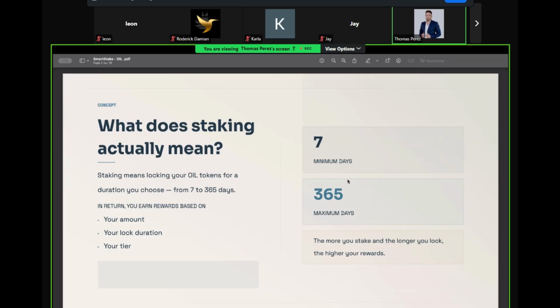And one key point, and I really want to emphasize this, is your tokens always remain yours. They are locked by the smart contract, yes, but no one can access them, not even the admin. So from the beginning, this is a non-custodial system. Only you can access your staked tokens.